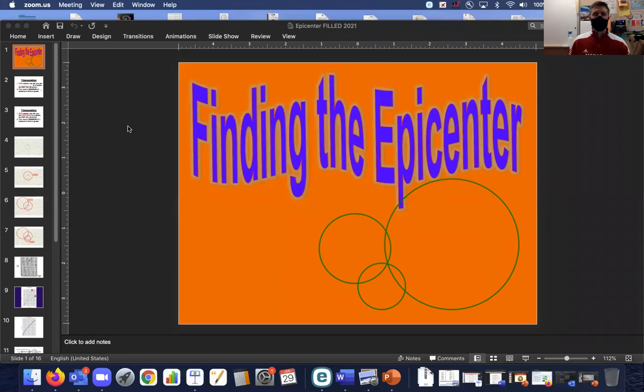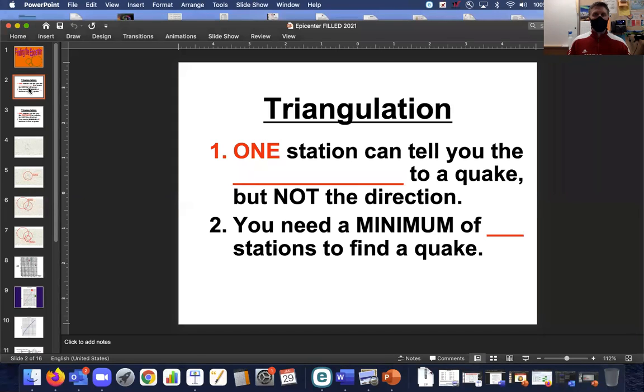Hello, everyone. I'm going to quickly go over the notes for finding an epicenter. The way we find an epicenter is through a process called triangulation.